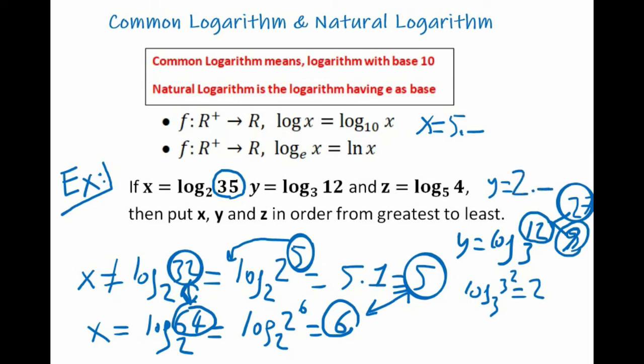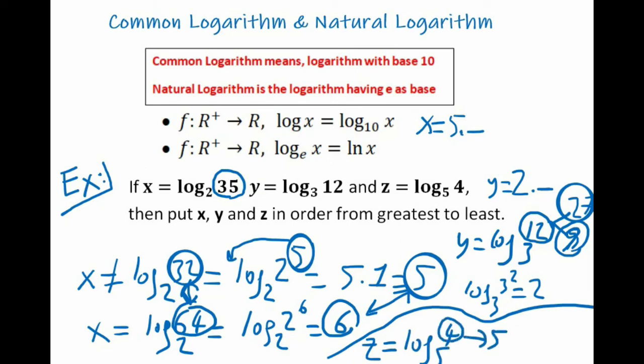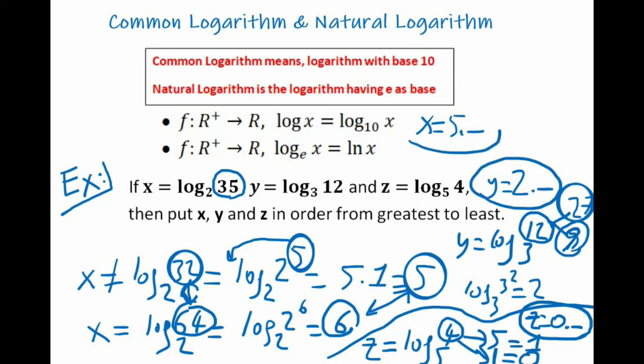And from the same point of view, z is given to us as logarithm of 4 in base 5. If that 4 would be 5, logarithm of 5 in base 5, the result would be 1, right? If that 4 is 1, logarithm of 1 in base 5 is 0. So because 4 is between 5 and 1, z is between 0 and 1. So we can say that z is 0 point something. From this result we can conclude that z is 0 point something, y is 2 point something, and x is 5 point something.